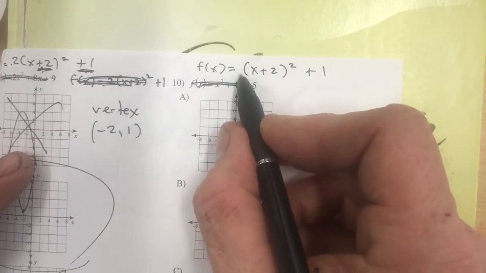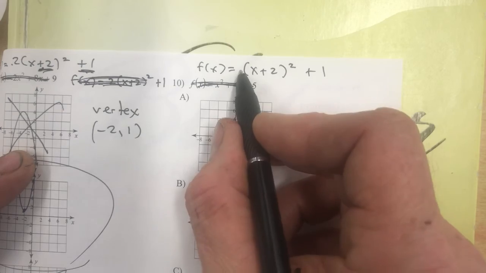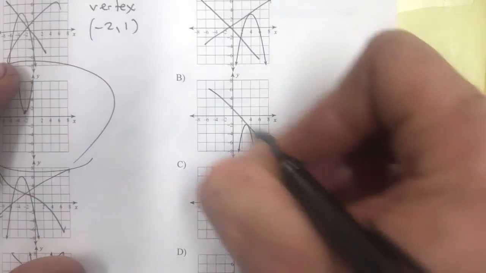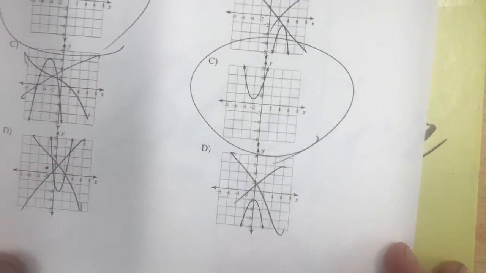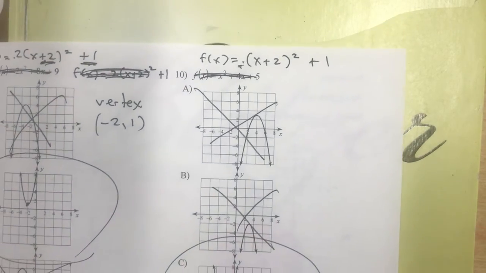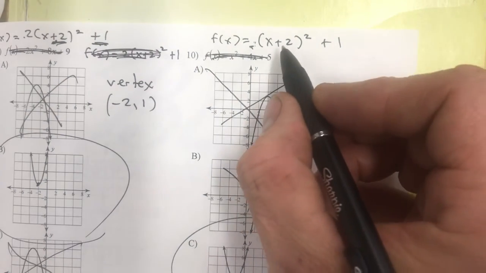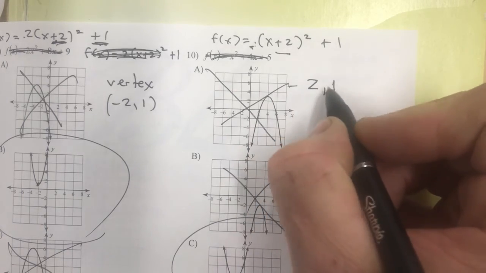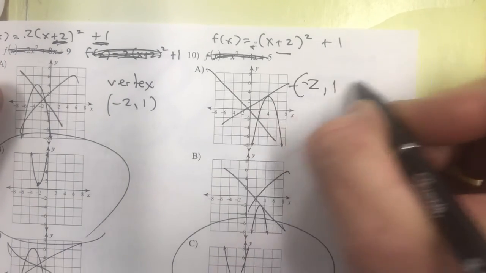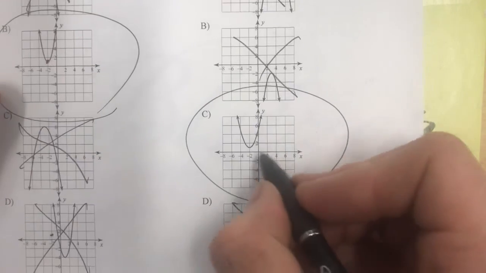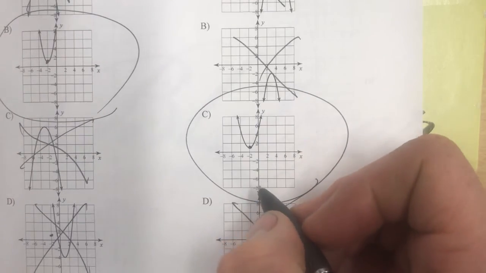One last one. All right, this is positive x squared. There's positive in front, so it should be going up. Nope. Nope. Nope. The only one right there is going up, so that's got to be the answer. But let's check my vertex. My vertex should be negative 2 and a positive 1. Negative 2, positive 1. That's my vertex. And look here, negative 2, positive 1 right there.